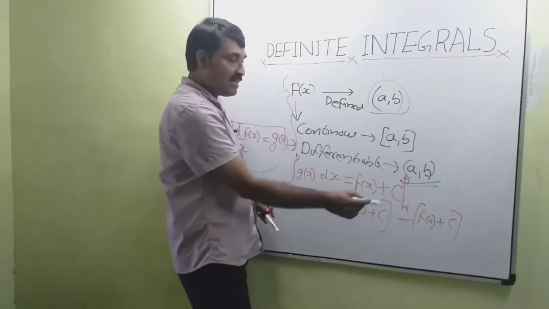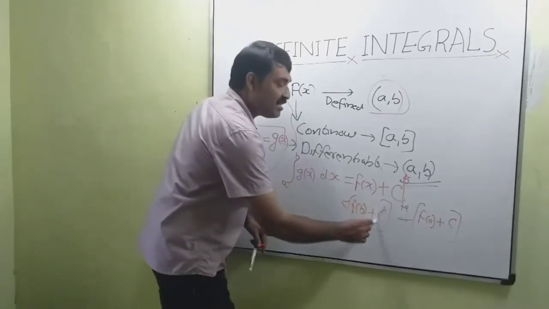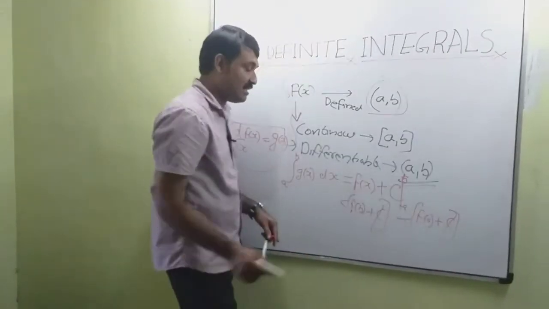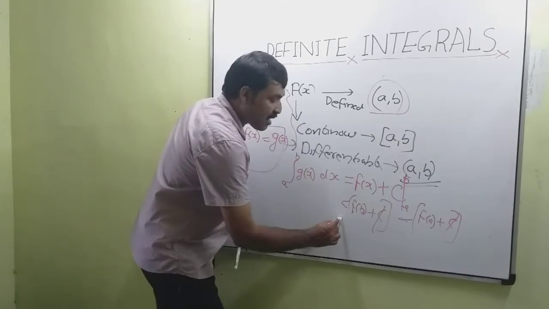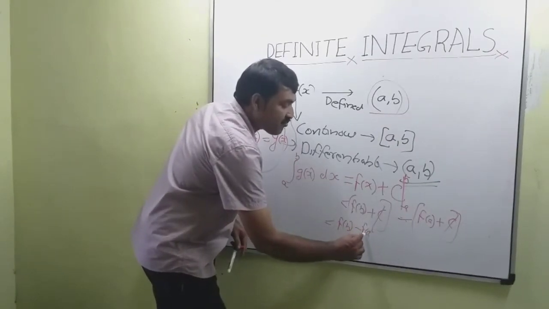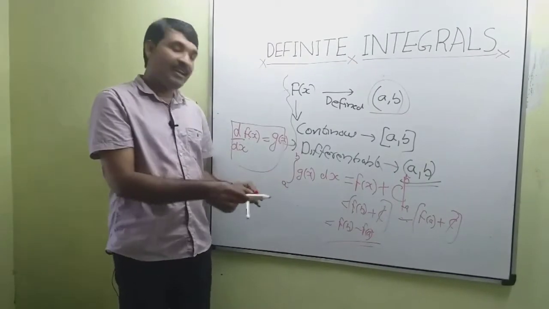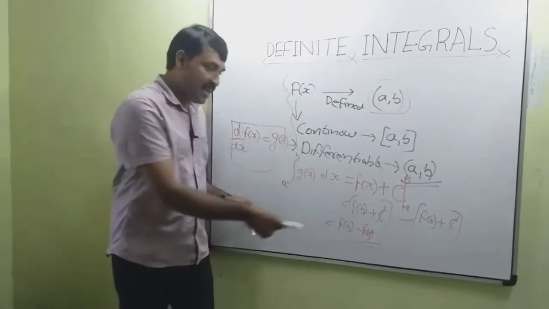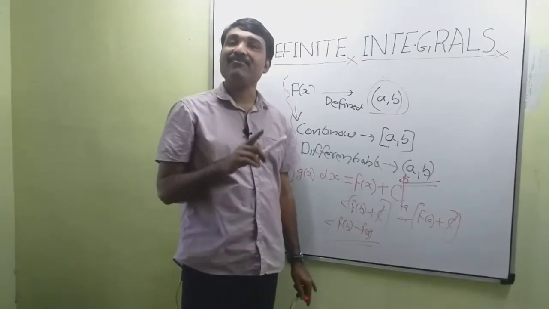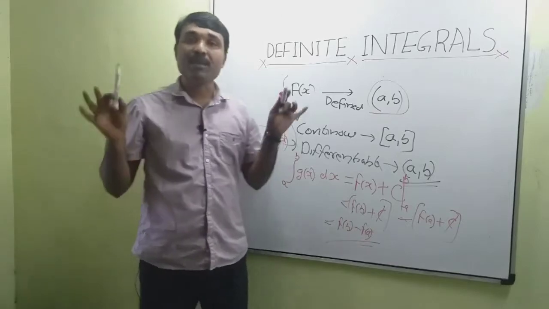Here it is plus c minus c, so that will cancel. The remaining term becomes f of b minus f of a. The value of this definite integral between the interval a and b is f of b minus f of a. Now, based on this property, we are going to do some problems.